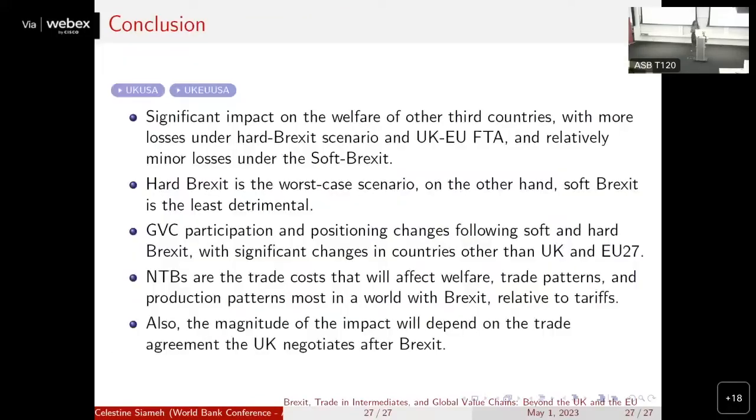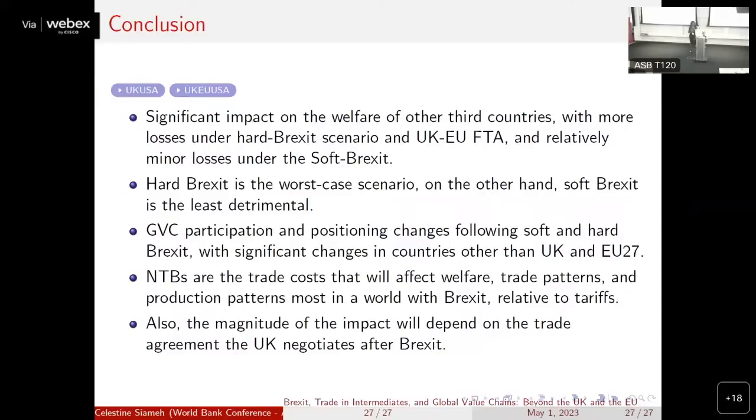So in conclusion, I would say there was significant impact of Brexit on other countries aside from the UK and the EU, and there were relatively minor losses under soft Brexit. So I would say the hard Brexit is the worst case scenario. The soft Brexit is the least detrimental, and under the UK-EU FTA, there were also some losses. And for GVC, that is the global value chain participation and positioning changes following hard Brexit and soft Brexit, there were quite some changes.